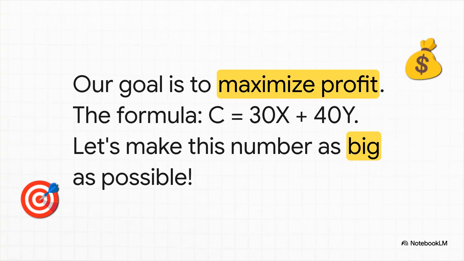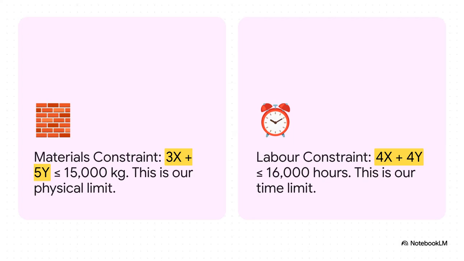First things first, we need to be crystal clear about our goal. In fancy terms, this is called the objective function. But really, it's just a simple formula for our total profit. We get $30 for every X we sell and $40 for every Y. So our mission, should we choose to accept it, is to make the result of that equation as huge as we possibly can. And of course, every game has rules.